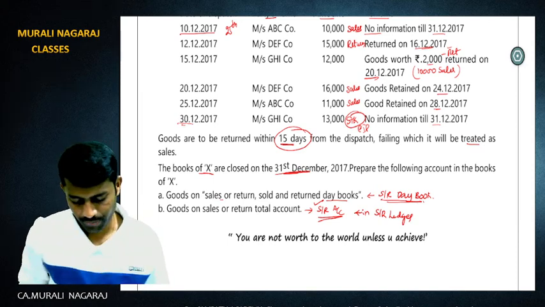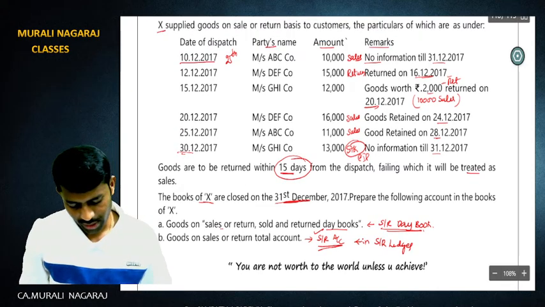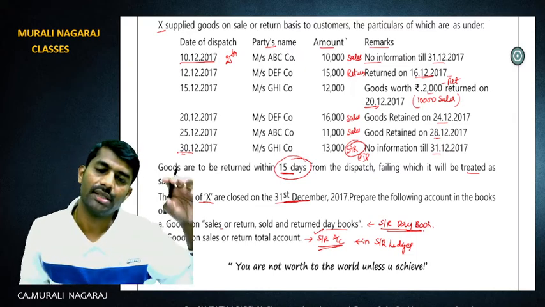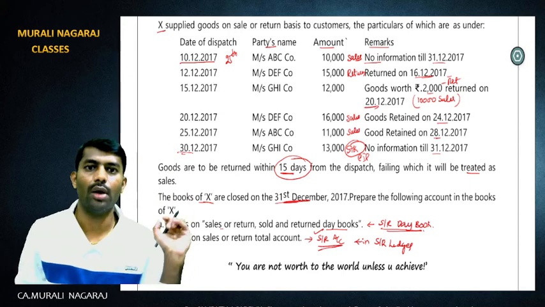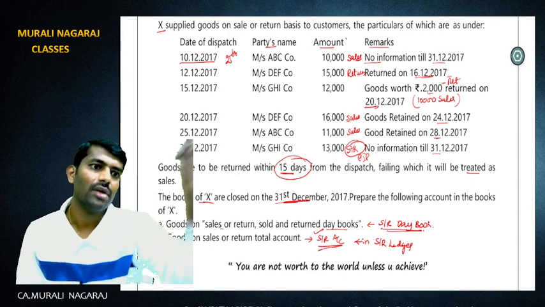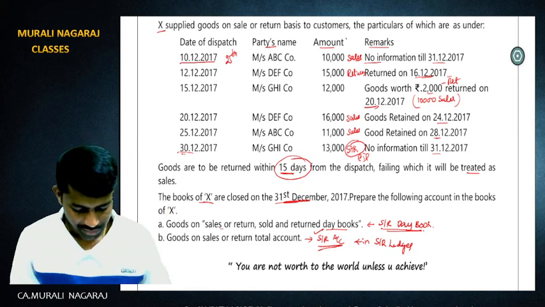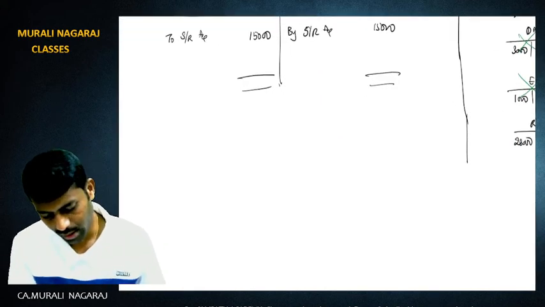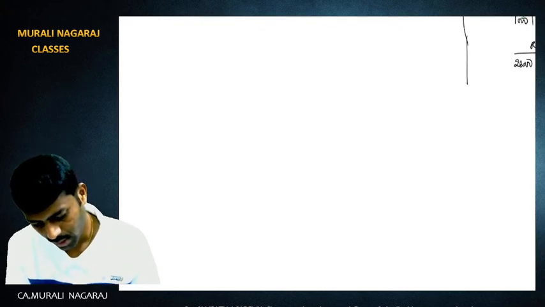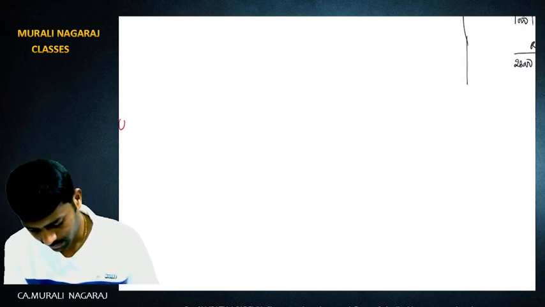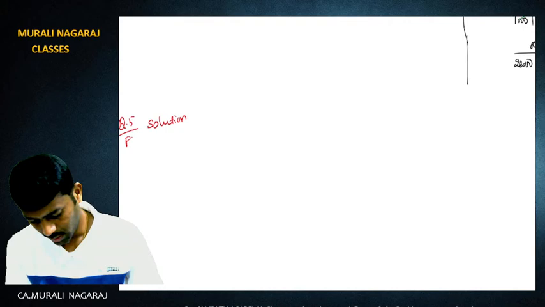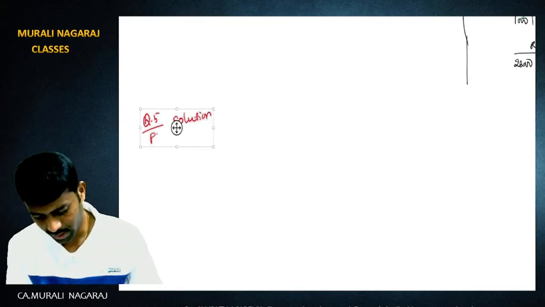Let us prepare and show. So, come on, let's prepare the sale or return day book, and correspondingly in the sale or return ledger, the sale or return account. The subsidiary book total will go to the sale or return account, my dear friend. Question number 5, page number solution.